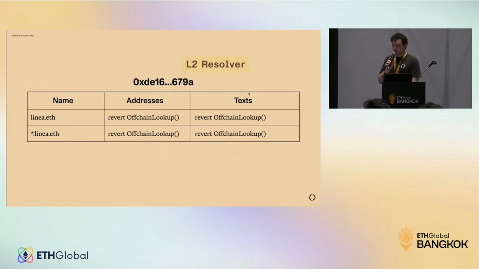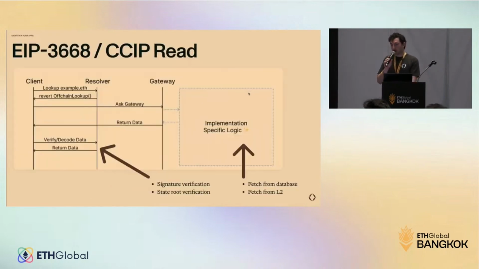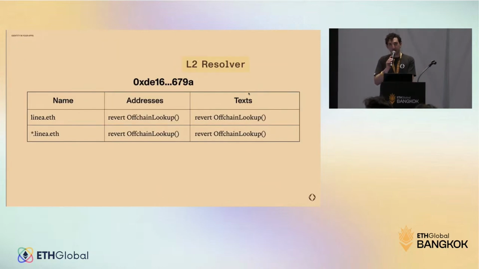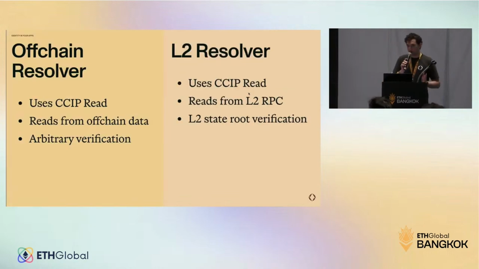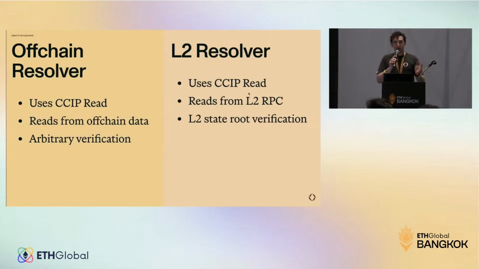So an L2 resolver looks like this, which you'll notice is exactly the same as an off-chain resolver because they both just adhere to CCIP read, and it is really up to implementation-specific logic for how you're doing, where you're reading from. And so, again, the difference between off-chain resolver and L2 resolver is really not too much from the surface. They both use CCIP read. They both read from some off-chain gateway. And it's just the gateway in one scenario on the left reads from off-chain data, like a database, whereas the right-hand side reads data and returns storage proofs from a smart contract on layer 2.